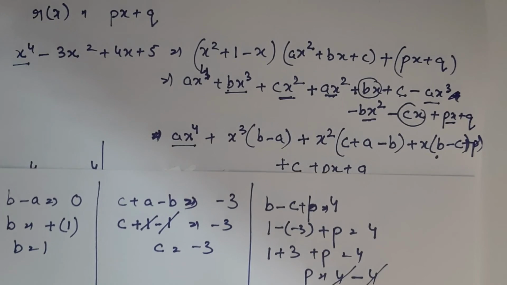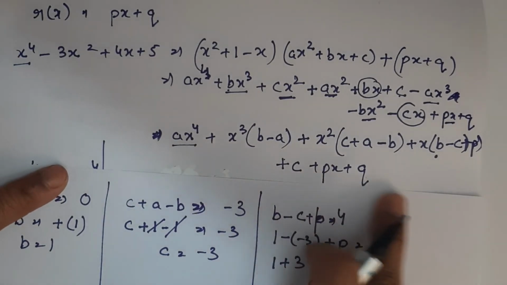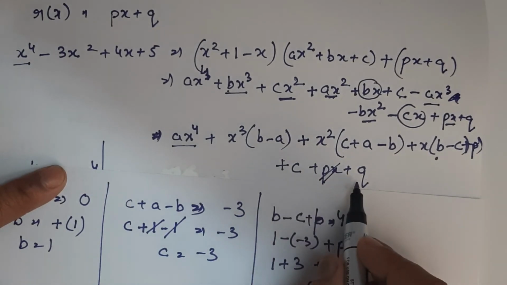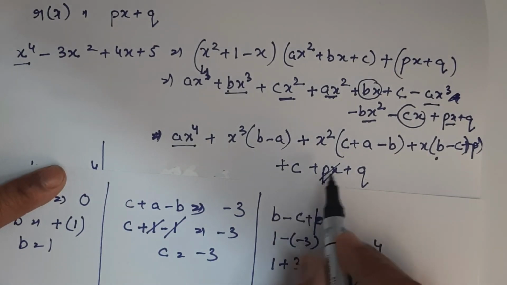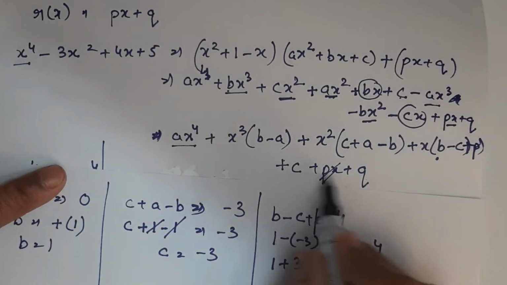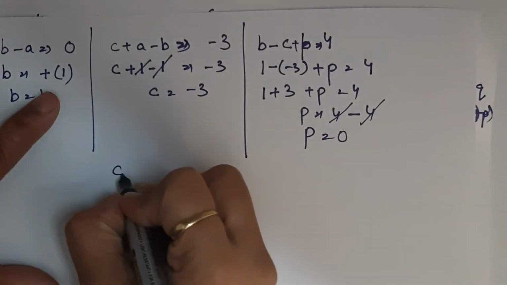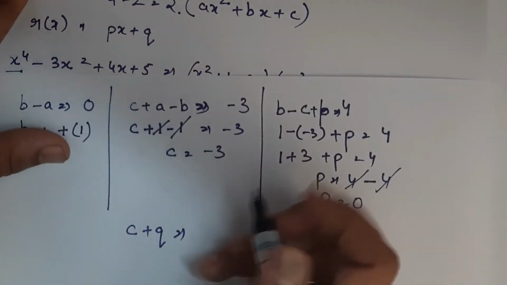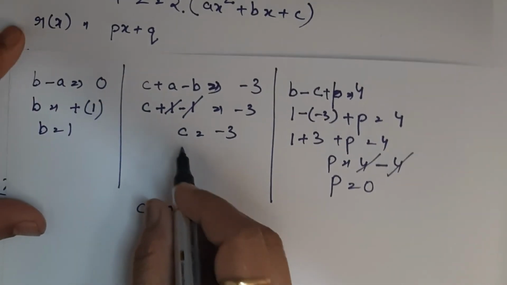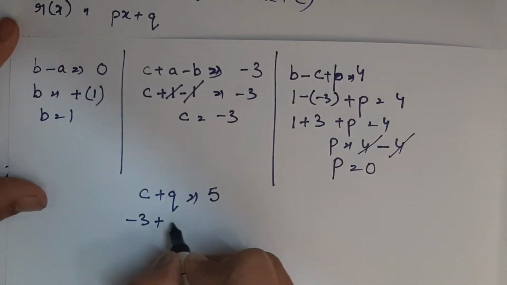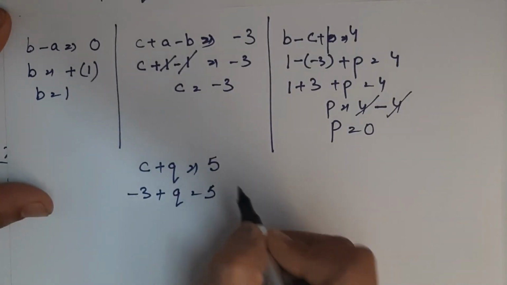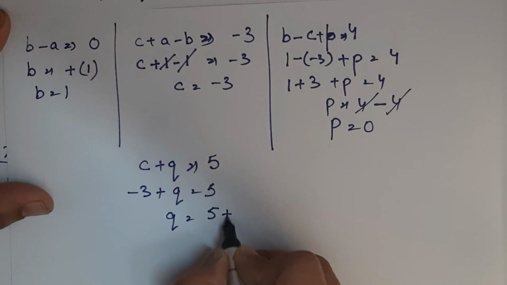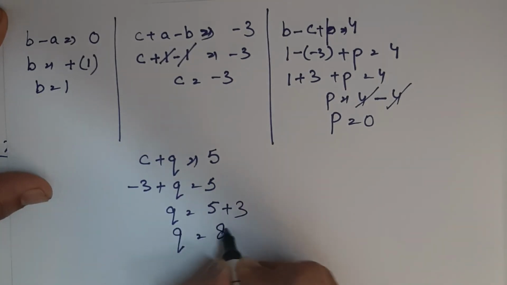Now the last thing, that is c plus q. c plus q is left. px I have already put here. So c plus q is the constant term, and the constant term in the equation is 5. So it is equal to 5. Now I know c is minus 3, so minus 3 plus q is equal to 5. So q is equal to 5 plus 3. So q is equal to 8.